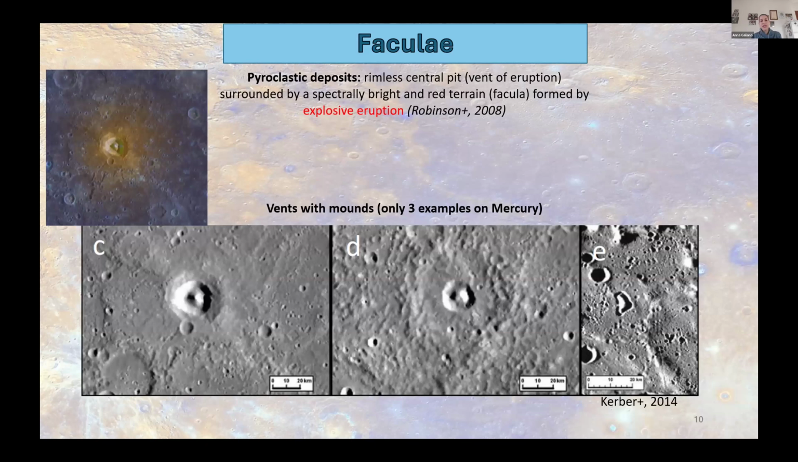Then on Mercury, we also detected 3 peculiar vents, so-called vents with mounds. They are characterized by a central mound inside the vent. We are still investigating these anomalous vents, and the BepiColombo data will probably provide us more information. Spectrally, we can observe that around the vent, we have the spectrally bright and red terrains that characterize the facula.